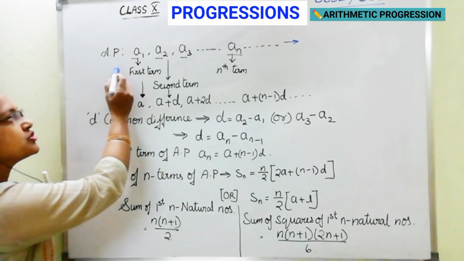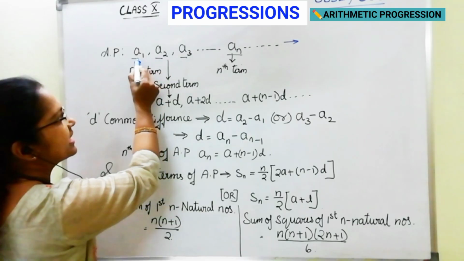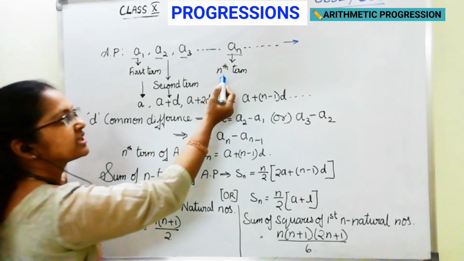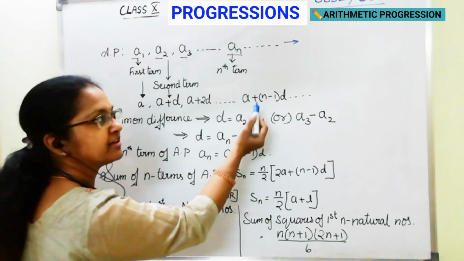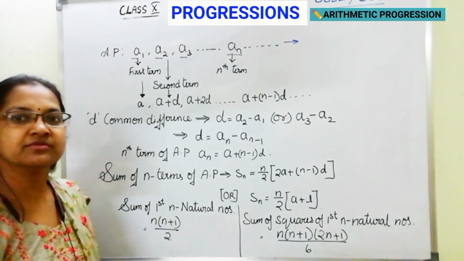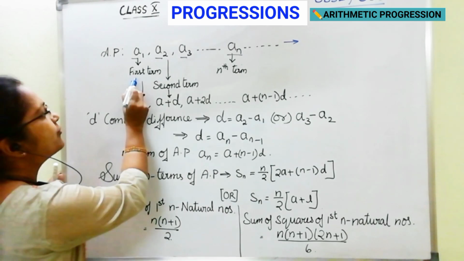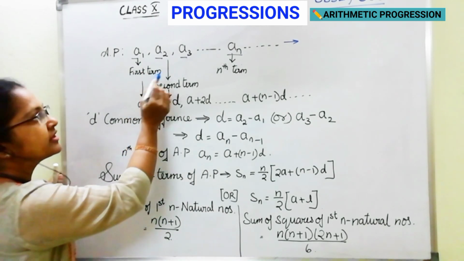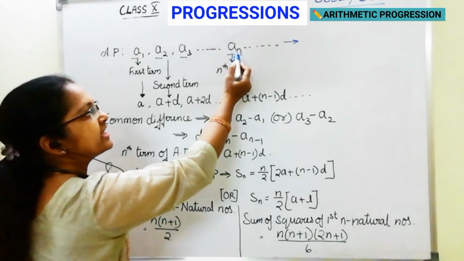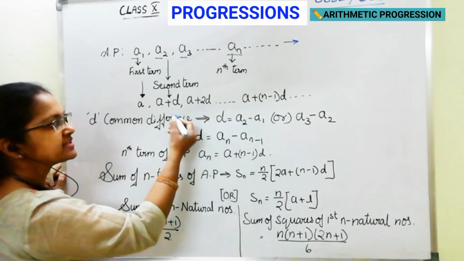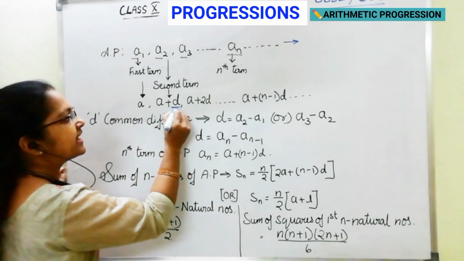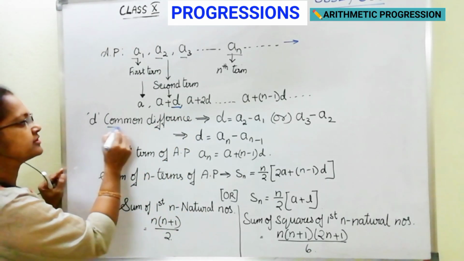In arithmetic progression, each and every term is named as A1, A2, A3 and so on. In between, if any term is taken randomly, that is named as An. This is an infinite progression. Sometimes we deal with finite progression. Now, A1 is called the first term, A2 the second term, A3 the third term, An the nth term. Every successive term is obtained by adding a fixed value, I said. That fixed value is called the common difference.